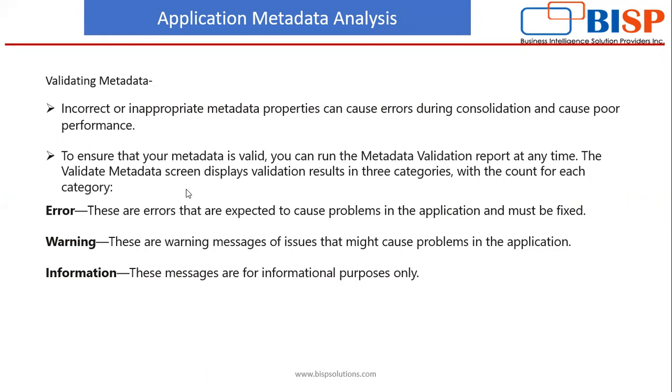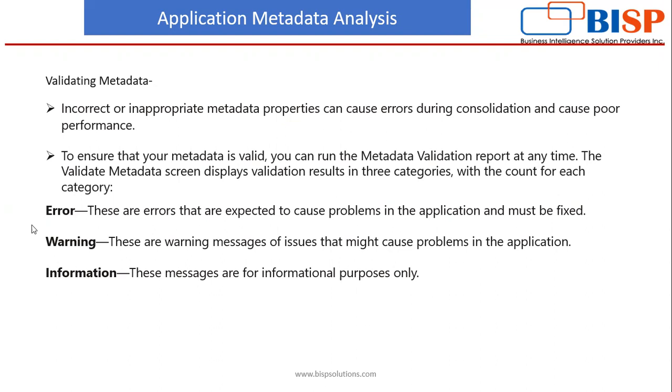The validate message screen displays validation results in 3 categories with the count for each category. So basically, when you change the properties of any of the members and then you validate your metadata report, you will get these kinds of things. That is, first is error, second is warning, and third is information. Errors are expected to cause problems in the application, and they must be fixed. Warnings are messages of issues that might cause problems in the application. Then information messages are for informational purposes only.